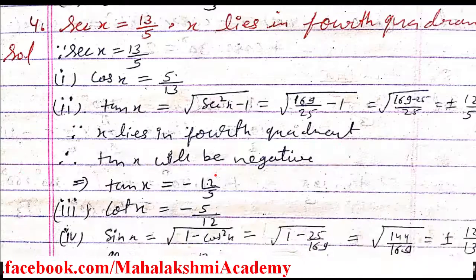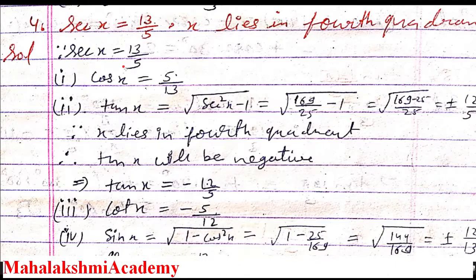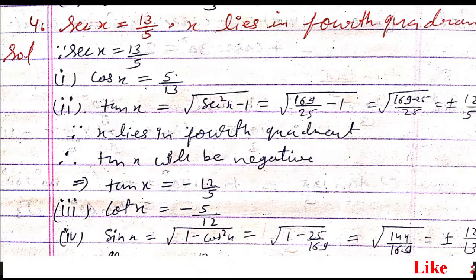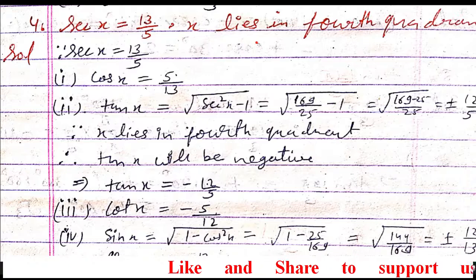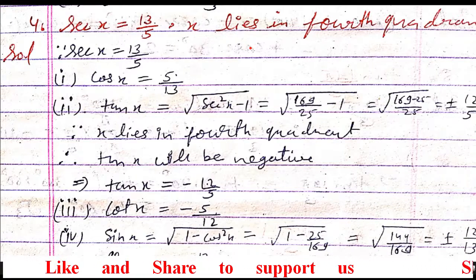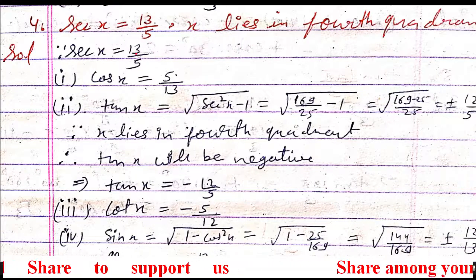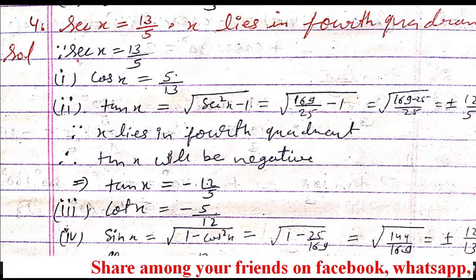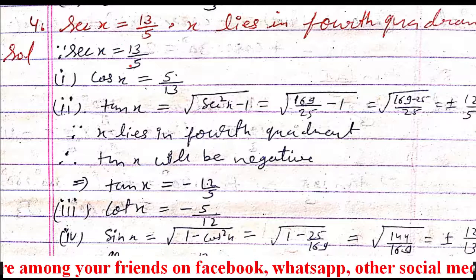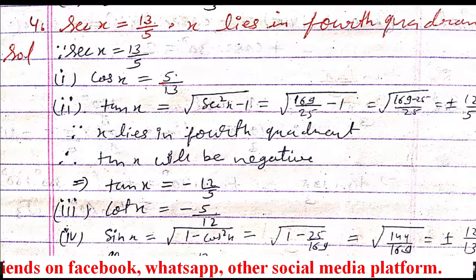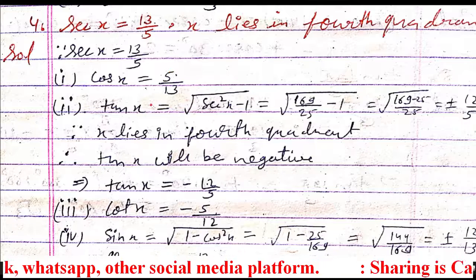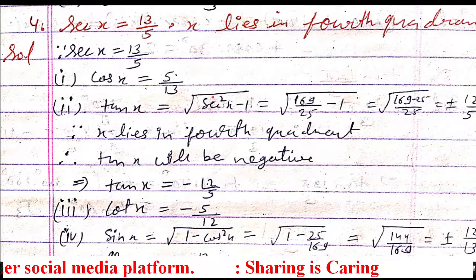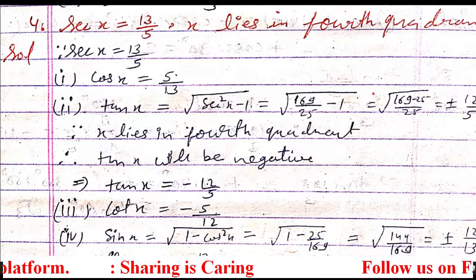Now the next question is question number 4. In question number 4, we are given sec x is equal to 13 upon 5. x lies in the fourth quadrant, and in the fourth quadrant what are the positive ratios? It is sec x and cos x. So except sec x and cos x, all the remaining are going to be negative. Since sec x is equal to 13 upon 5, the reciprocal of sec x is cos x, that gave us 5 upon 13.